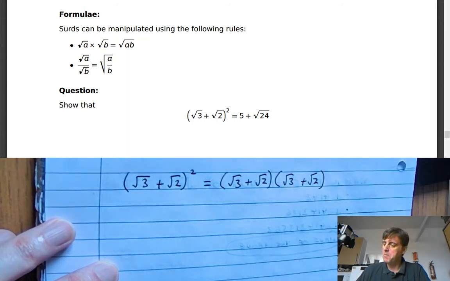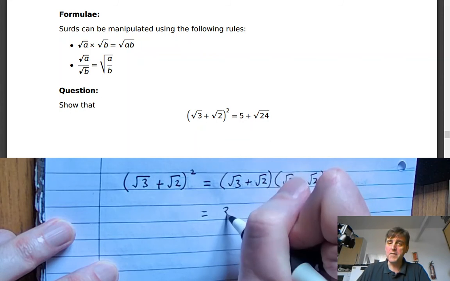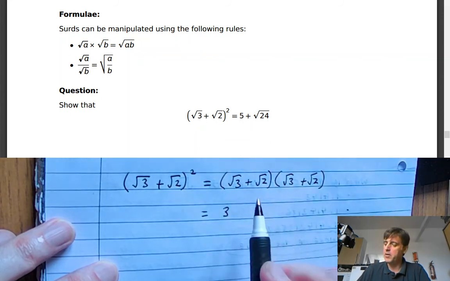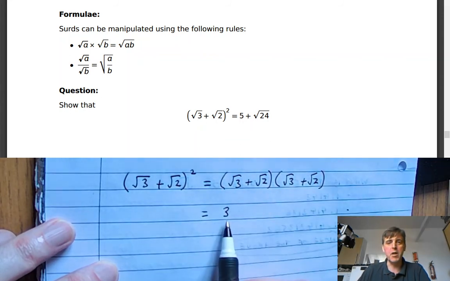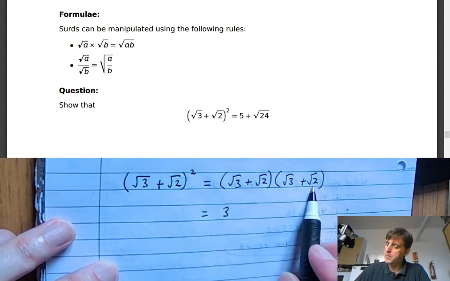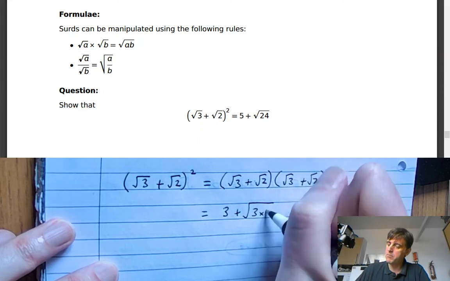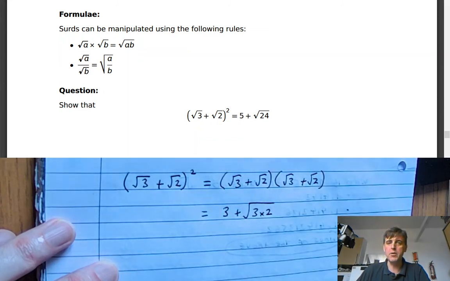Okay, so I think the next thing I want to do is just expand out the brackets. So root 3 times root 3. Well, of course, the definition of a square root is when you multiply that number by itself, you get back to that original number here, which in this case is 3. So that's what we're going to have when we multiply root 3 by root 3. The next term, root 3 times root 2, well, that's going to be the same as root 3 times 2 inside the square root. So that's using that first rule there.